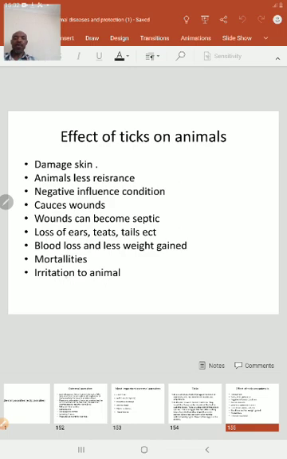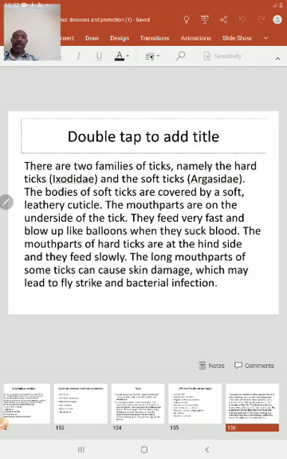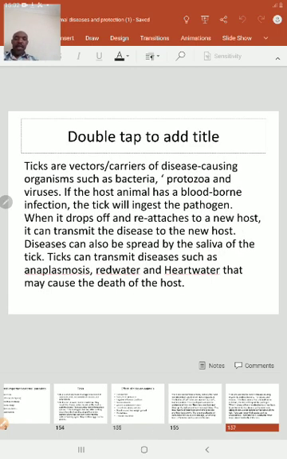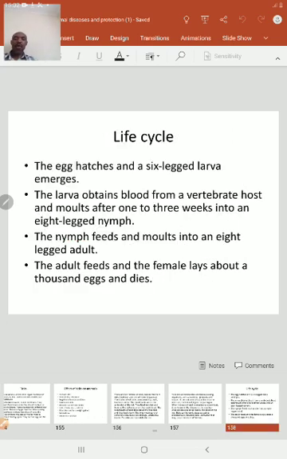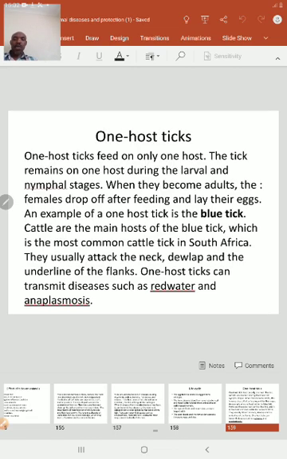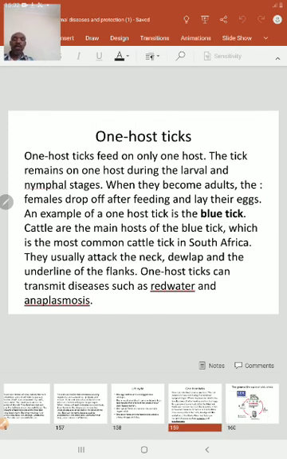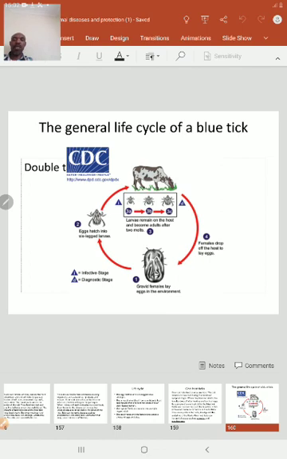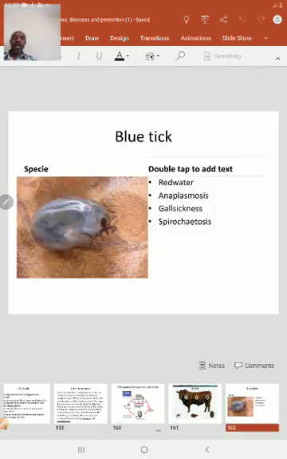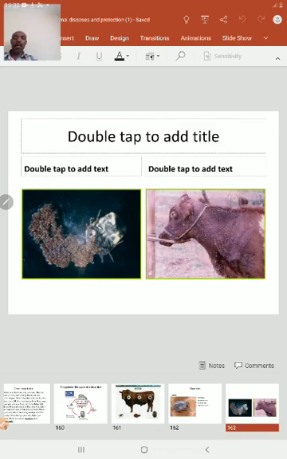Just go through them. They are also carriers of diseases, especially the bacterial and protozoal diseases. The red water and the heart water are caused by those ticks. So one host tick is a blue tick, which causes red water and anaplasmosis. Then that's a life cycle. You can see it's only one tick, so it causes red water and anaplasmosis.